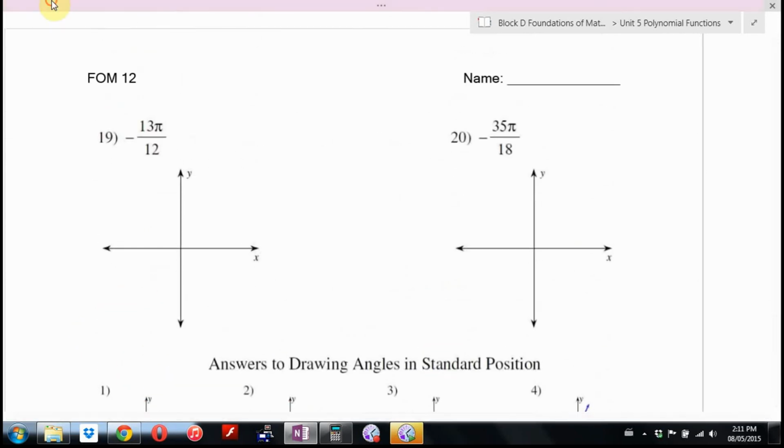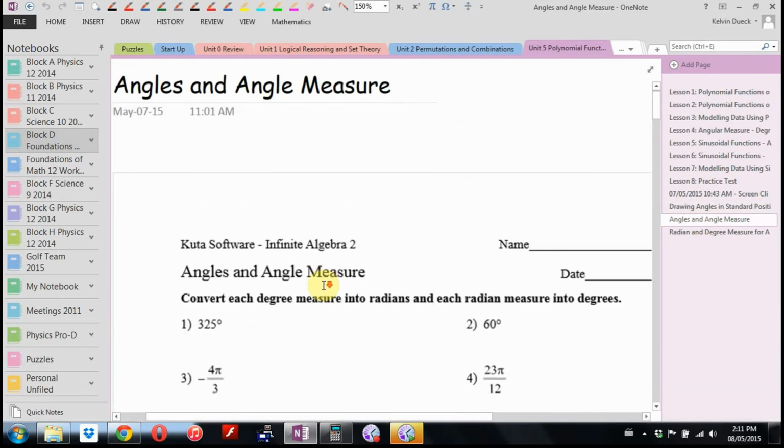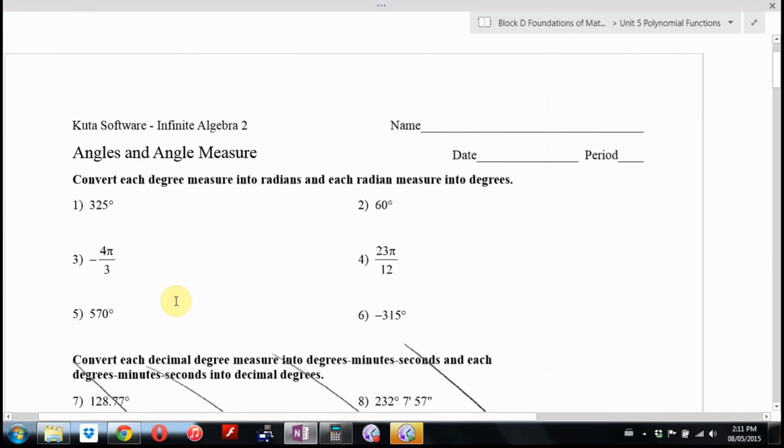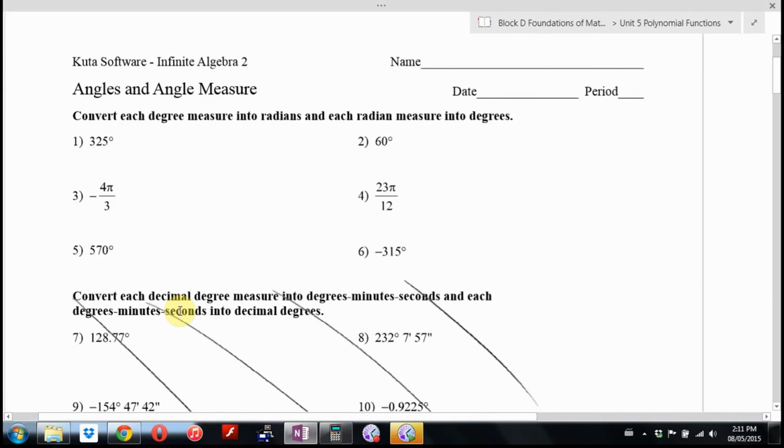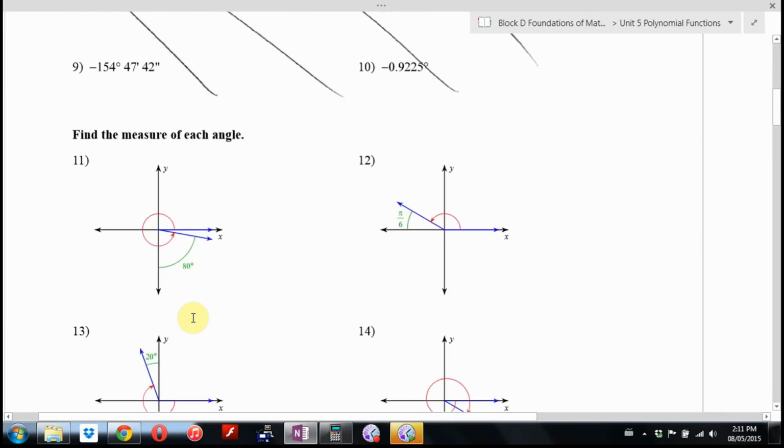Check your answers. Then the second sheet that I gave you, Chelsea, is called Angles and Angle Measure. I stole these from the internet in case you're wondering. Here is some conversion: convert degrees into radians and radians into degrees. We're not going into degrees, minutes, and seconds, so you can skip 7, 8, 9, and 10. Then number 11, going backwards: instead of here's the angle, draw it, now here's the drawing, what's the angle? Your hint is, if it's in radians, what's the denominator of this fraction?